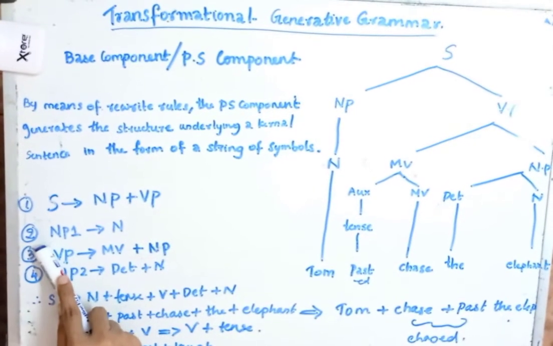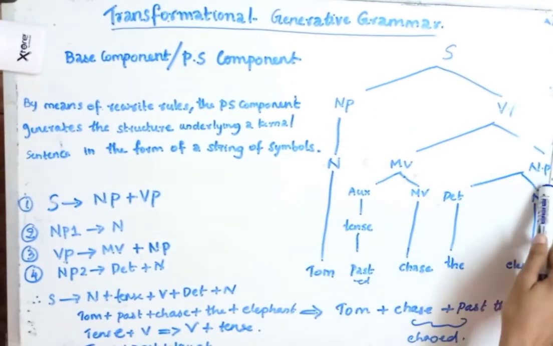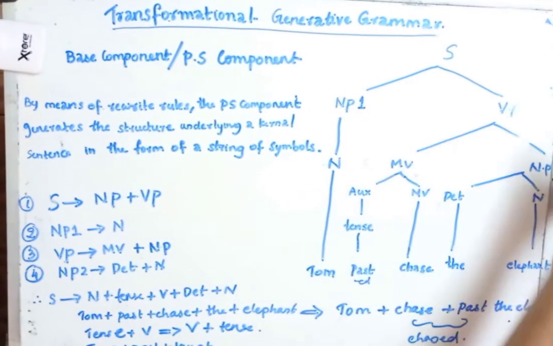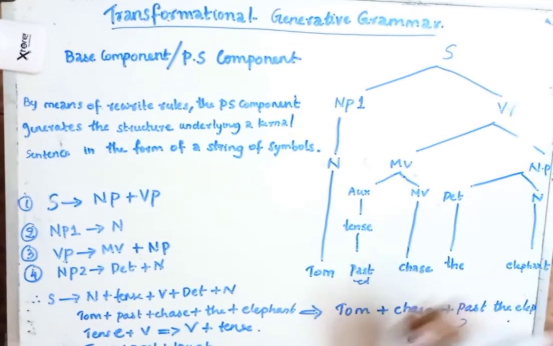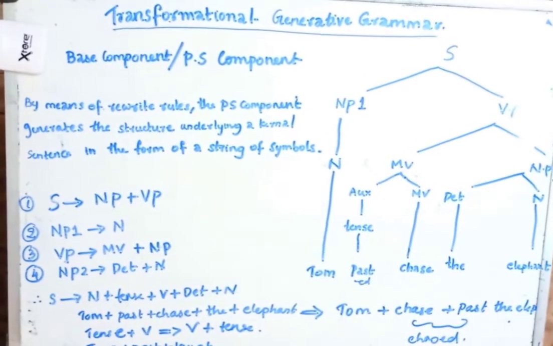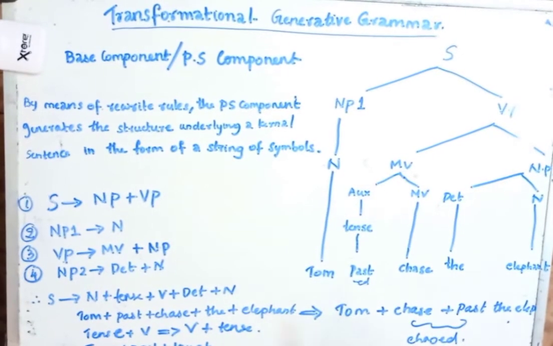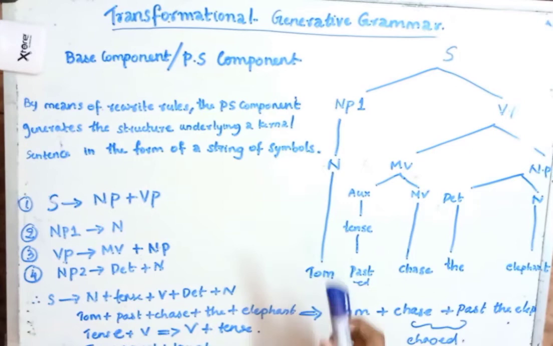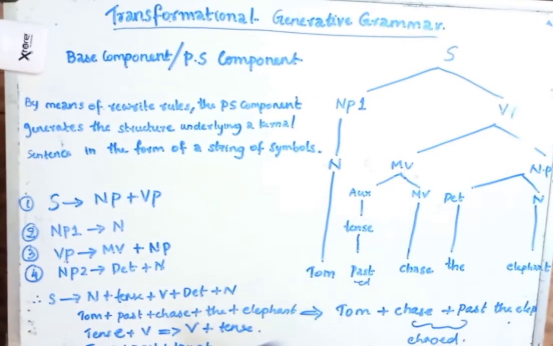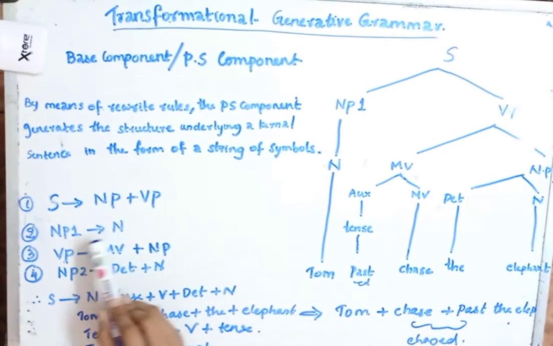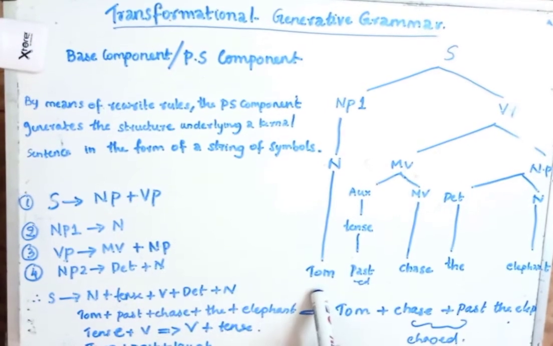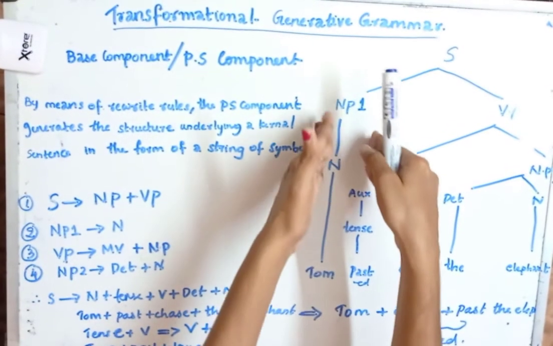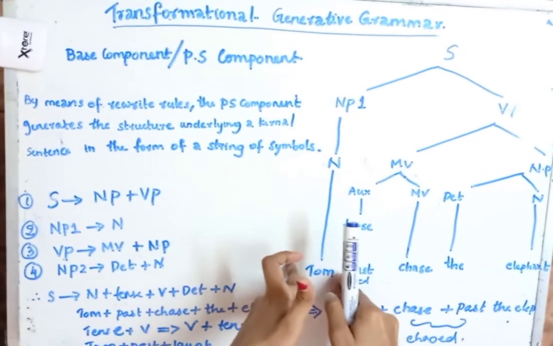Now the second rule is, since there are 2 noun phrases here, let's name the first noun phrase NP1 and the second noun phrase NP2. This is something that the grammarians later added to the phrase structure. If there is a noun phrase, then you name it NP1 and NP2. So here the noun phrase 1 comprises a noun, which is Tom. That is the second rule: noun phrase 1 comprising a noun, Tom.